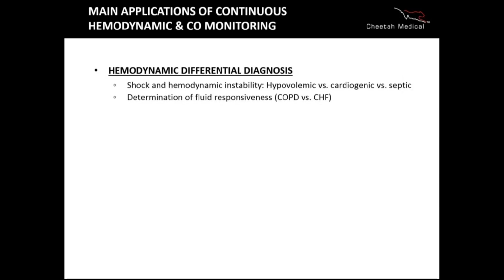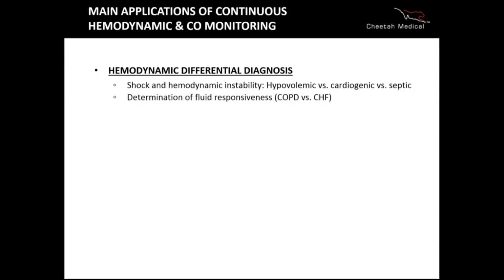Let's take a look at the main applications. When your patient's in shock, we don't necessarily always know which shock state they're in. Sometimes we do, sometimes we don't. So if you look at, for instance, hypovolemic shock versus cardiogenic shock, they look exactly the same. The patient is hypotensive, tachycardic, low cardiac output indexes, and high resistance. The difference is that in hypovolemic shock, the patient is fluid responsive. In cardiogenic shock, the patient is not fluid responsive.